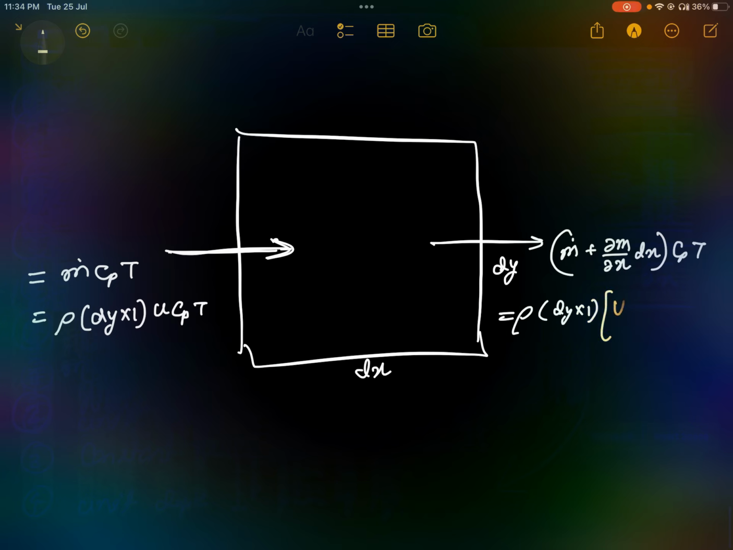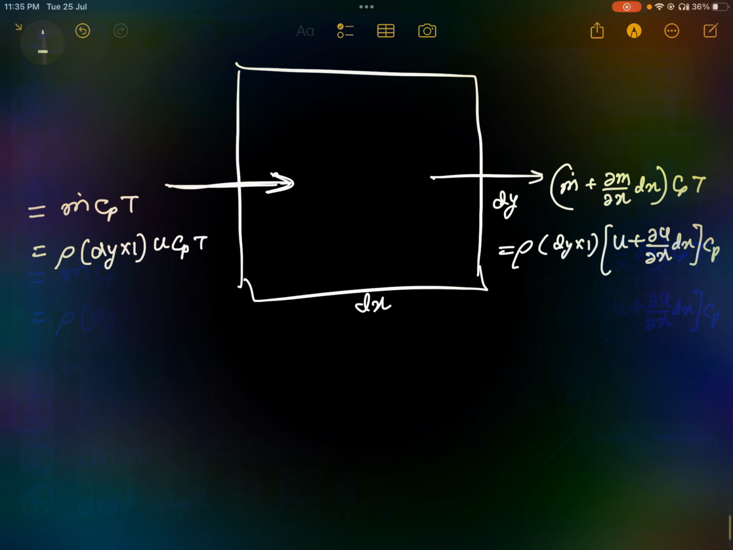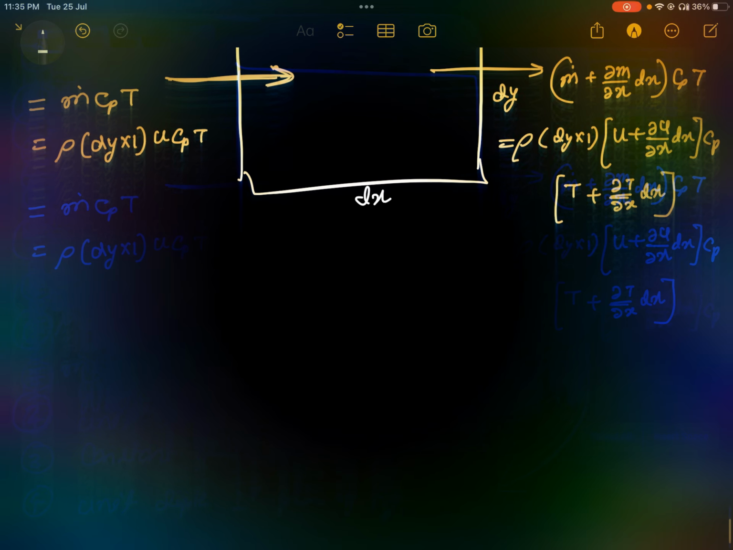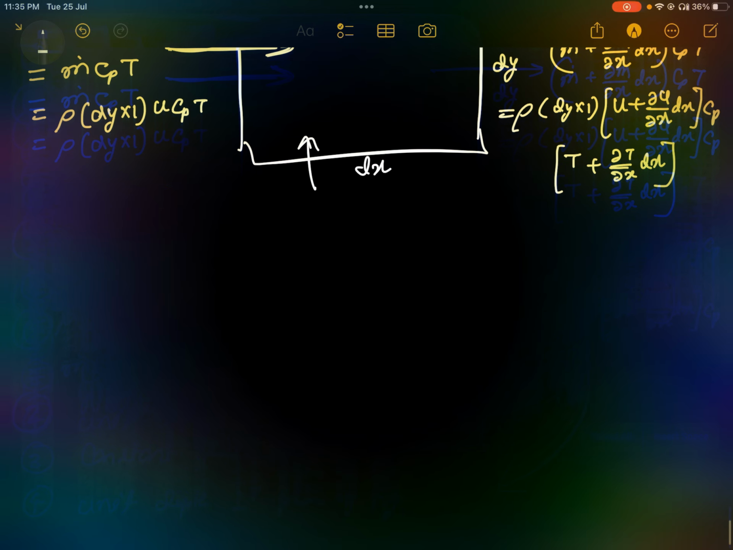Then u is changing with respect to dx, ∂u/∂x dx, Cp, and T is also changing, so that is T plus ∂T/∂x dx. This is the heat convected outward, and heat is convecting from the bottom direction. This will be rho dx into 1 into v Cp T.